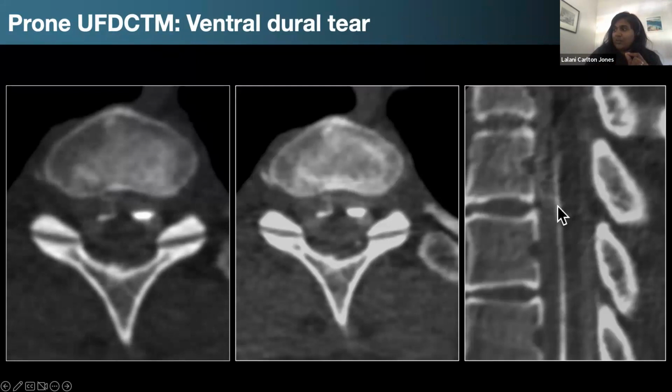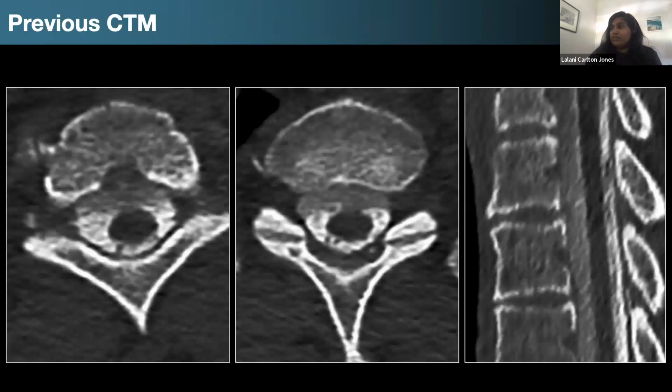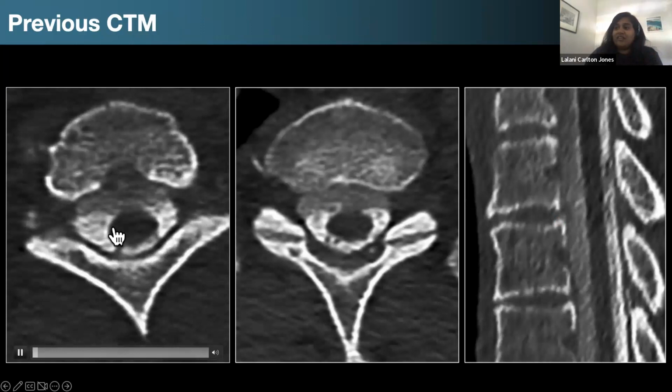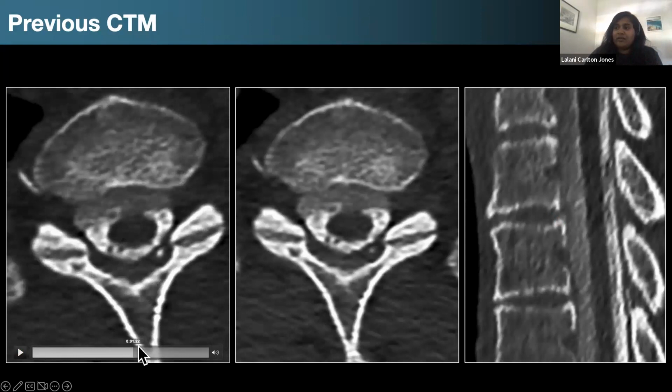And the only reason we were able to pick this up is because we did something different. We narrowed our field of view. We made sure that we did recons right from the scanner. And she was found to have this leak at T1, T2. And when we look back at the original myelograms, you can actually even see this tiny little egress of contrast on this case. You can see here, there's just a little spurt. It goes out there. It's easy to find once you know it in retrospect.